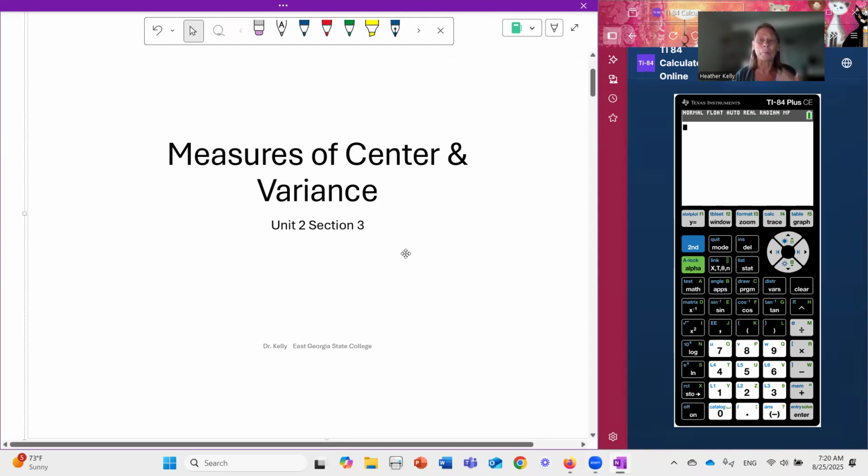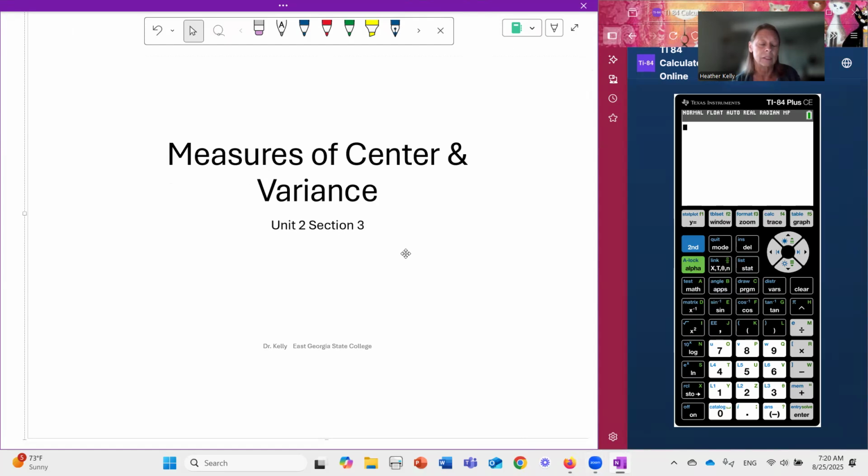Well, let's get to the computation part of this class, this unit. Today, we're going to be talking about measures of center. That is things like mean, median, mode. Those are things that you've studied before. Refreshers needed, of course. And we're also going to be talking about variance. And when we talk about variance, we talk about something called standard deviation. And I'm sure you've heard that phrase as well. So let's get started.